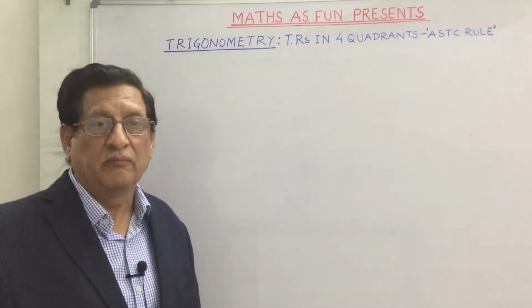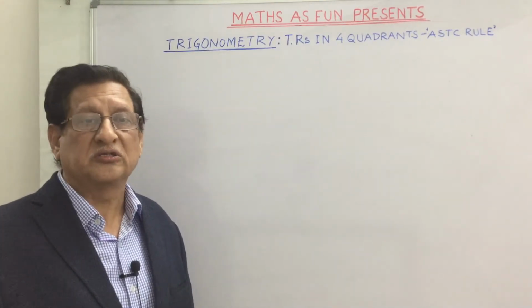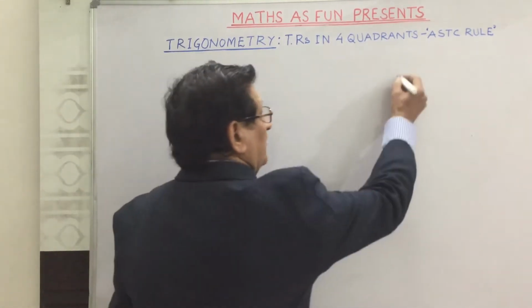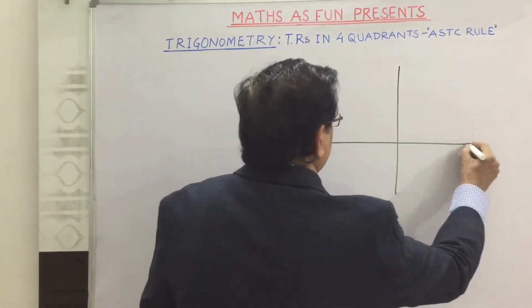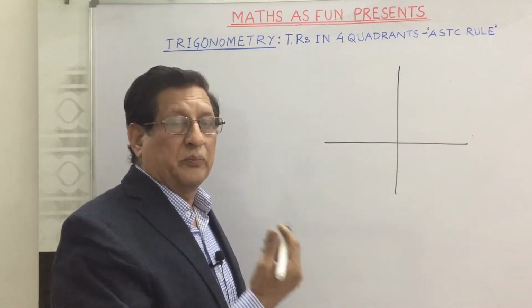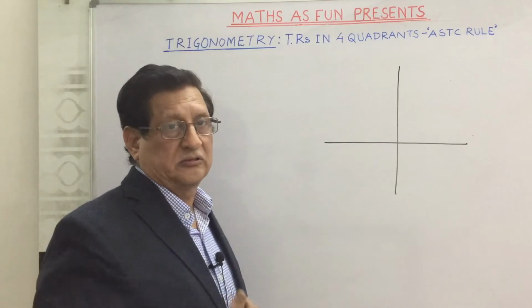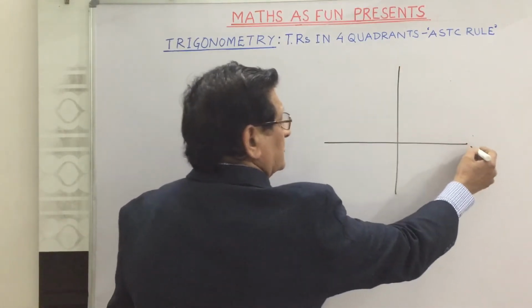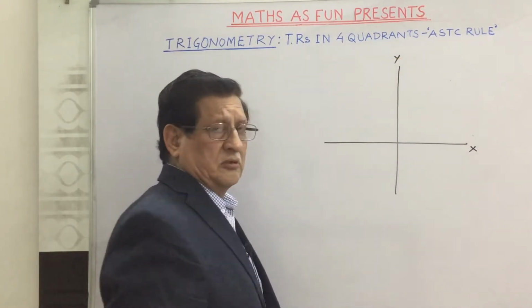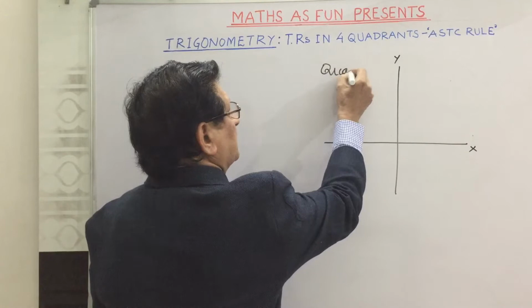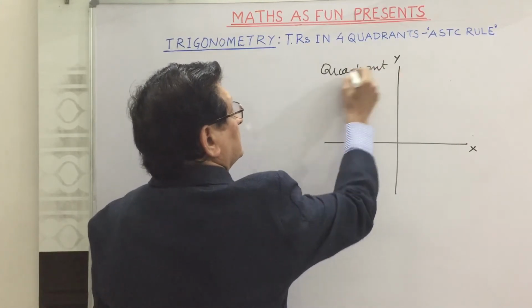So in this video we will be learning about the ASTC rule, what it is. But before that we should go for the quadrants. We say that any two perpendicular lines divide a plane into four quadrants. We can call them the x-axis and y-axis also. This is the x-axis, this is the y-axis. And we say that these are the four quadrants in which the plane has been divided.